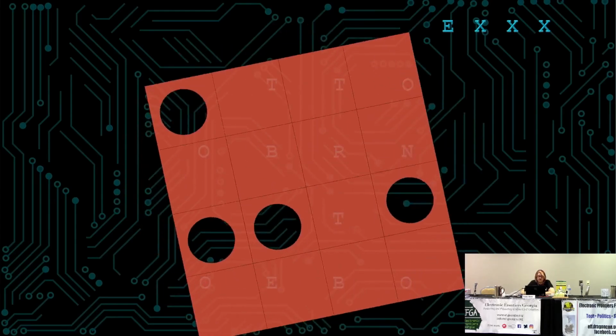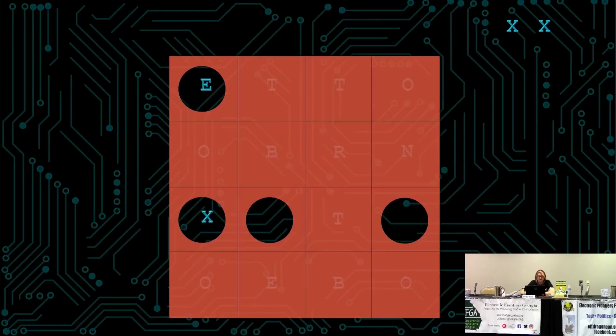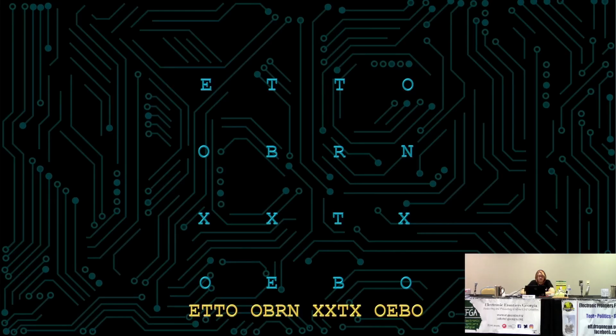And then the X's there are to pad it out, so we have the full set of letters there, right? And then once we have that done, we take each row. So the ETTO along the top becomes the first four characters of the cipher message, which we've written at the bottom. Then OBRN and XXTX and OUBO.